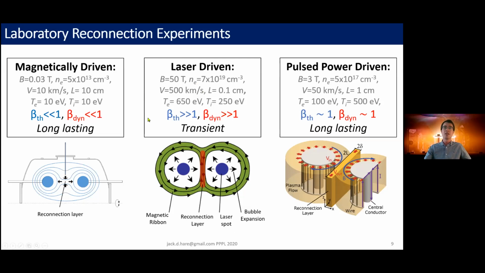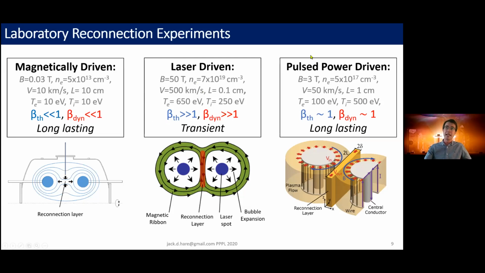Now, in more recent years, there have been a series of laser-driven reconnection experiments. Now, these often work in the opposite regime, in which the plasma beta is very large. The magnetic pressure plays relatively little role in the dynamics, and you have a thin ribbon of magnetic flux, which is transiently annihilated between two expanding laser bubbles. And these experiments have been very well diagnosed using Thomson scattering and proton radiography, amongst other techniques.